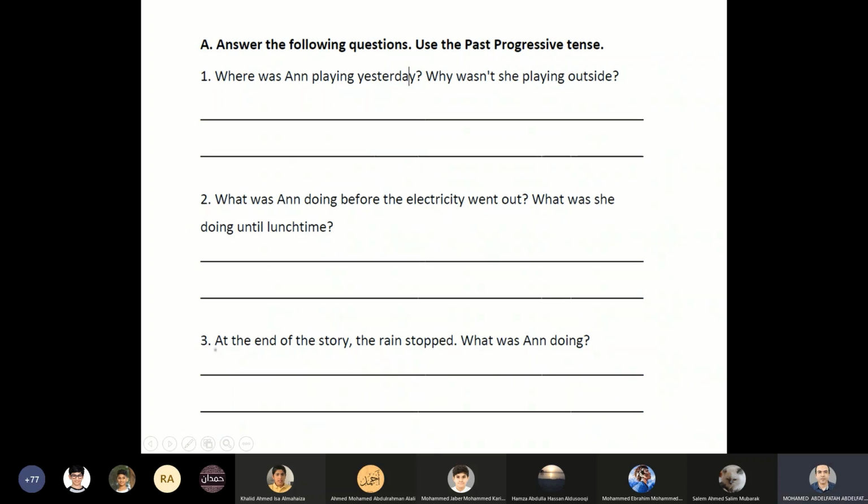3. At the end of the story, the rain stopped. What was Anne doing? Now, students, get ready.